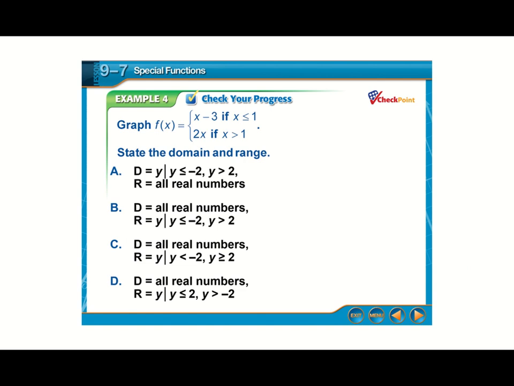Okay, now you get to try one. Take a minute, pause, graph this function, and then state the domain and range and choose the correct answer. So you do have to graph it and then state the domain and range and see which one it is.